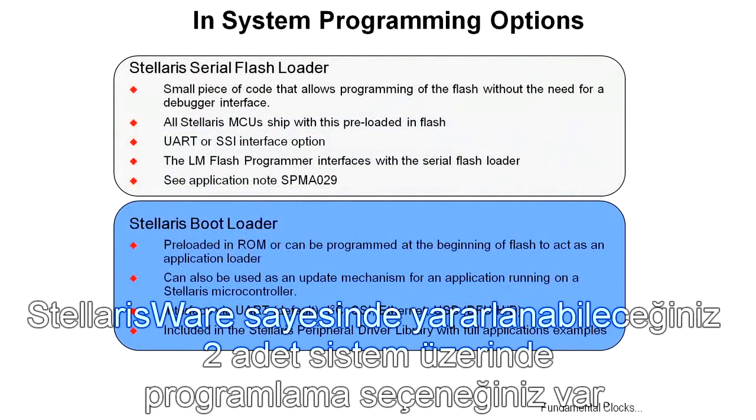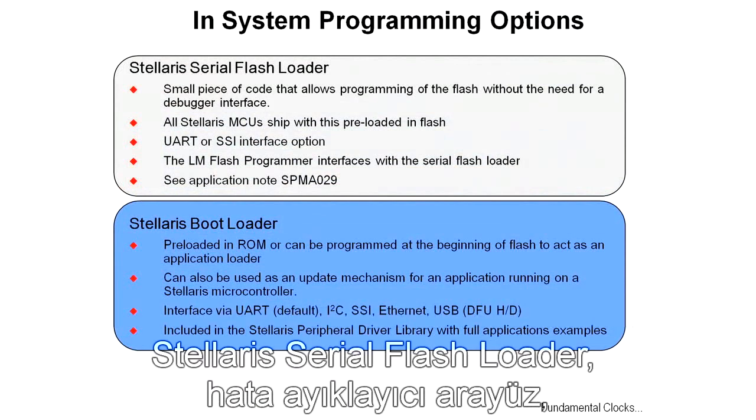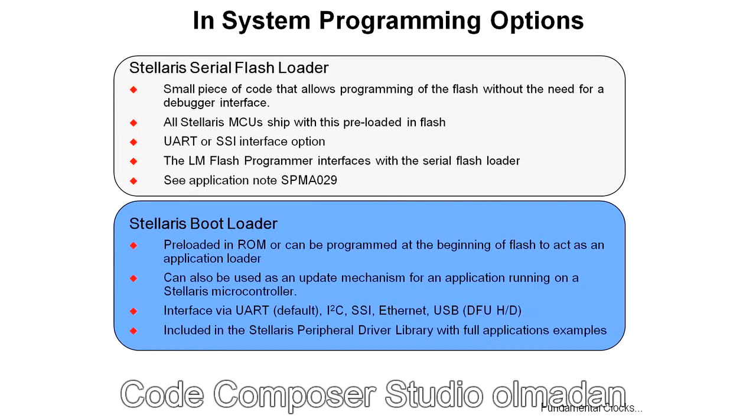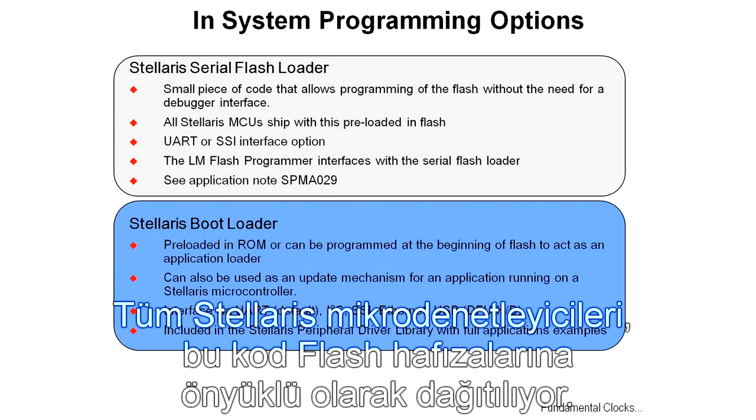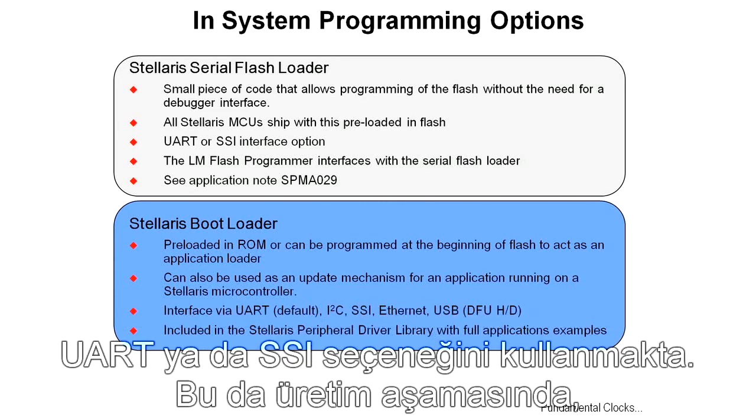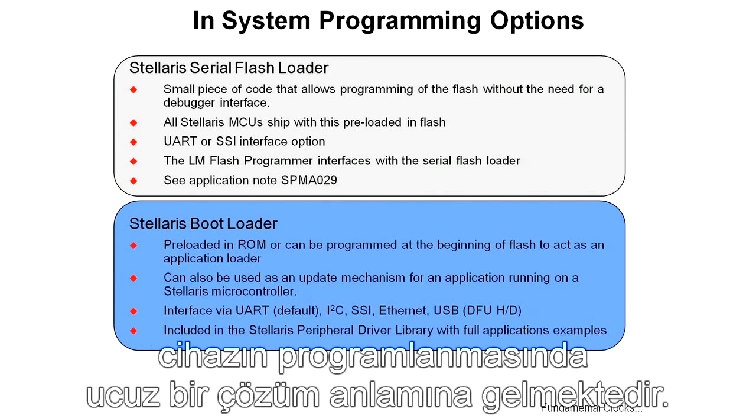There are two in-system programming options for you provided through Stellarisware. The Stellaris Serial Flash Loader is a small piece of code that allows programming of the flash without the need for a debugger interface, without using Code Composer Studio. All Stellaris microcontrollers ship with this code preloaded in the flash. It uses the UART or SSI option. This is meant to be a production level, low cost way of programming the part.